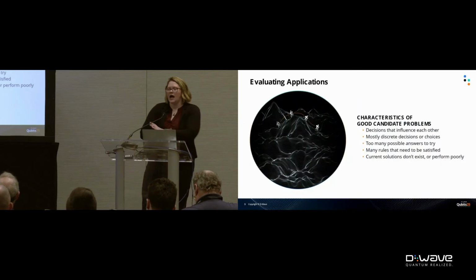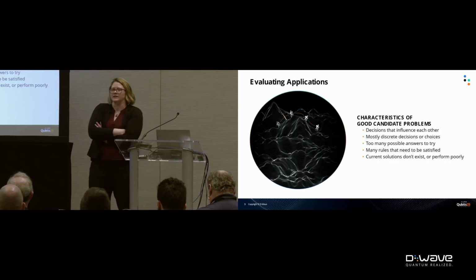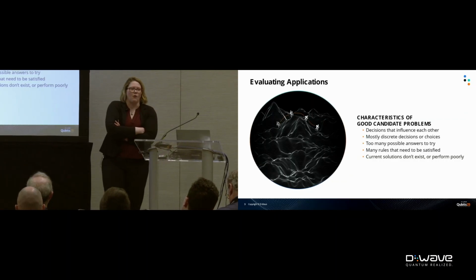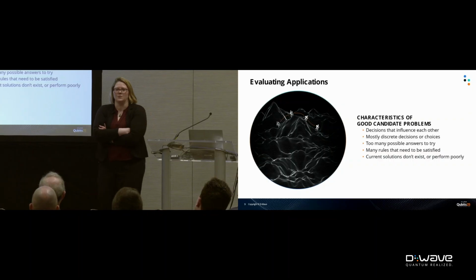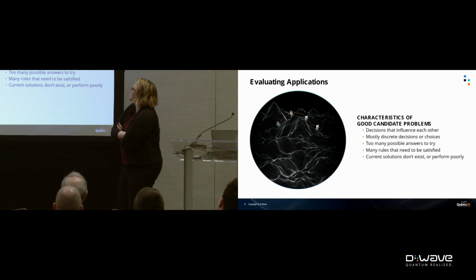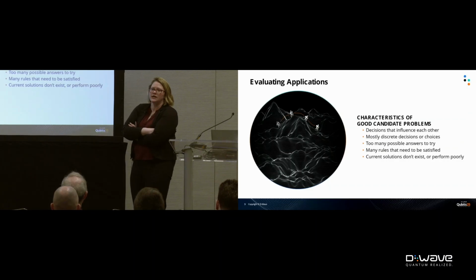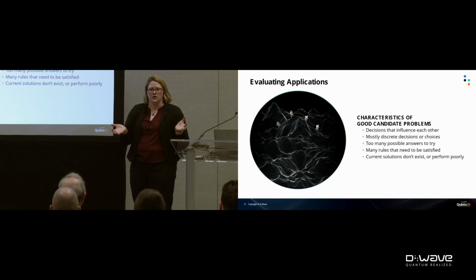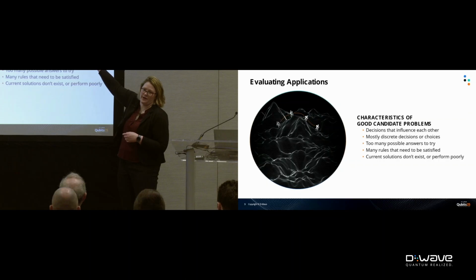So how do we do discovery for the nonlinear solver? We often look for specific characteristics in these problems to pull out for our different professional services projects. And so I've listed them here. So characteristics of good candidate problems. First off, we want to make sure that we have decisions that influence each other. That's going to take advantage of the nonlinear portion of the solver, as well as, remember, Alex talked about that quadratic optimization. We really need to have variables that affect each other to take advantage of that. So this top one is very important.